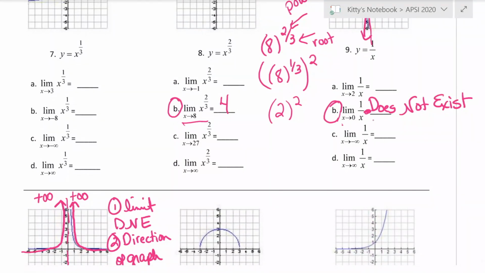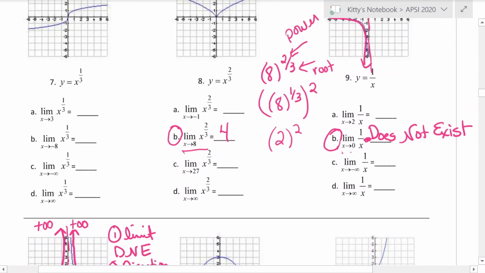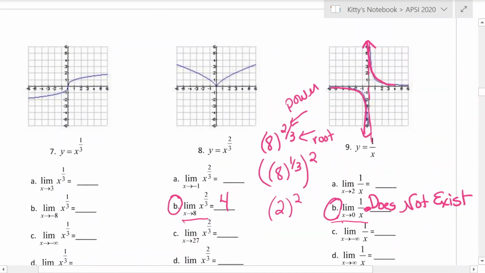If you have the limit as x goes to a number and you have a does not exist, that probably means you have a vertical asymptote and both sides are going in different directions. Sometimes it means that. Well, it could mean that there's a jump or something in there, but that's one of the things it could be, okay?